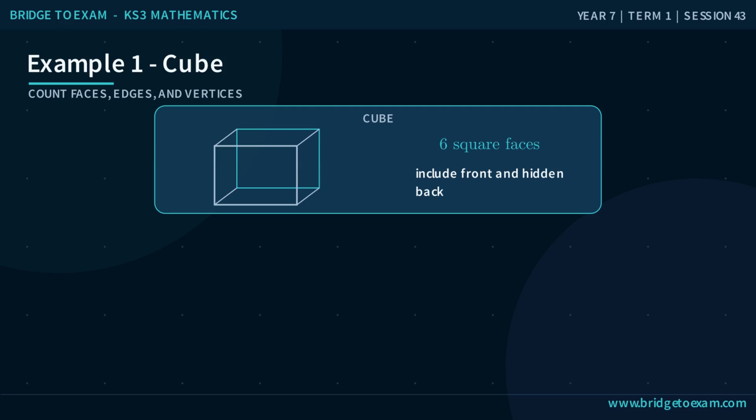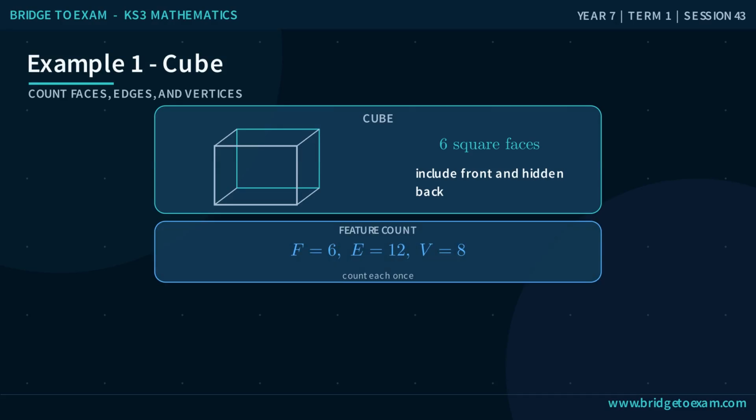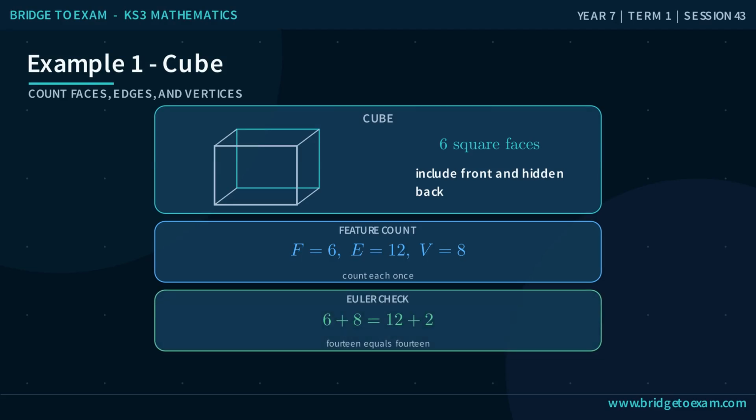Consider a cube. It has a top, bottom, front, back, left, and right face. Count systematically: 6 faces, 12 edges, and 8 vertices. The check works because 6 plus 8 equals 12 plus 2.